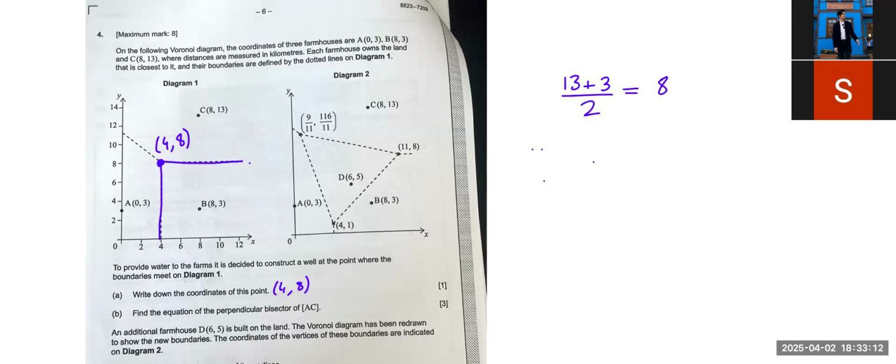But in the next case, for instance, you will have lines that are not vertical or horizontal, so you'll need to find out their equations, which is a bit more involved. So we'll see that question in a second. So that's how you find the intersection value. Now, the next question is find the equation of the perpendicular bisector of AC.